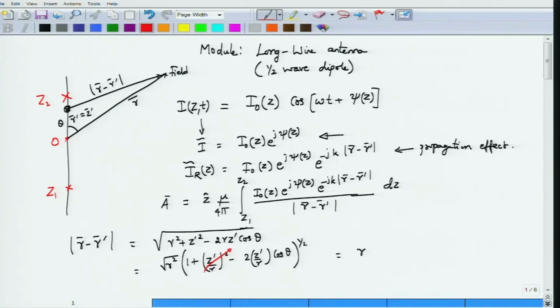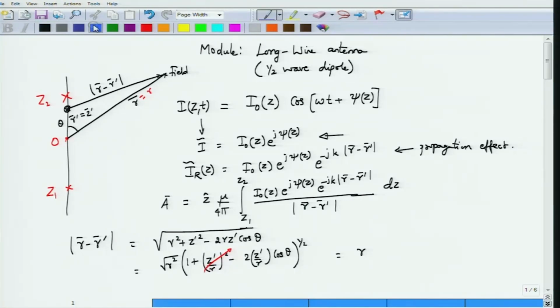We have already said that r by itself is quite large, and what is r? r is nothing but the magnitude of the distance from the origin to the field point. If I neglect this z prime divided by r, in effect I am saying that it does not matter where on the antenna you are, that antenna length itself is quite small compared to the distance r that is involved. But remember, the antenna length is not small with respect to the wavelength. This is where some people do get confused.